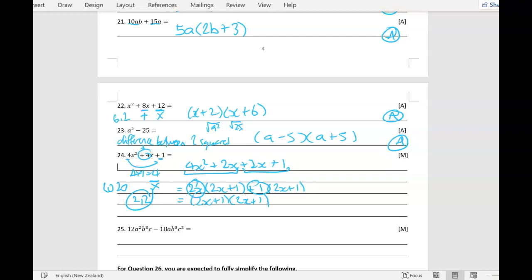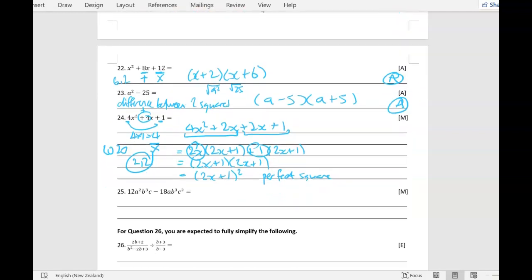So done that. A lot of us stopped here, unfortunately, but a few of us would have noticed these brackets are actually the same. So we can go ahead and simplify by one more step, (2x + 1) squared. And that's an example of one of those perfect squares that we looked at throughout our work as well. So that was a perfect square. So well done if you got that.